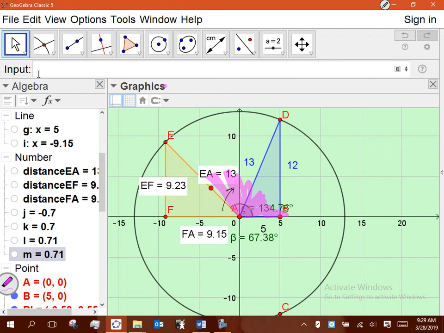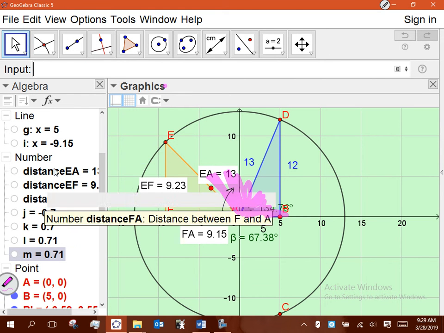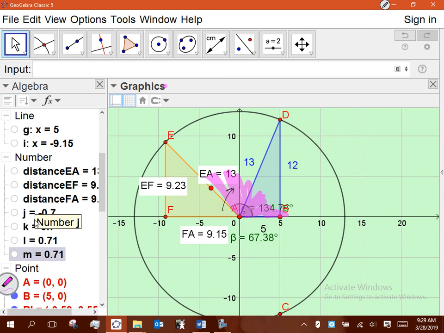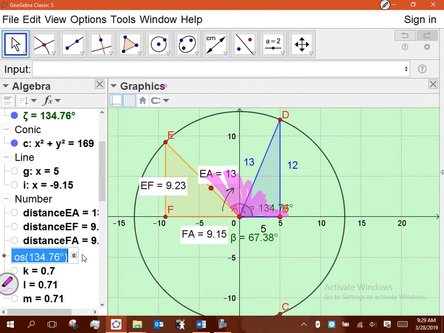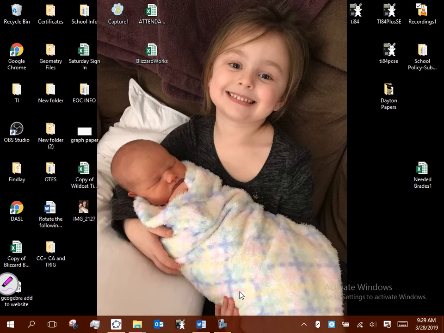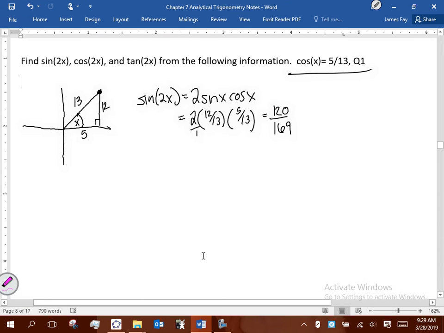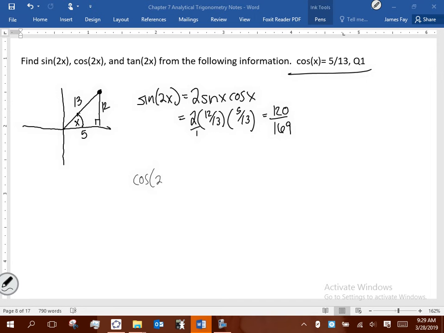Okay? Now let's do, we know cosine now of, so this was the cosine here of 134. Let's see, based on the information we get, let's see if we get that 0.7 back to be negative when we do this. So let's go cosine of 2x.